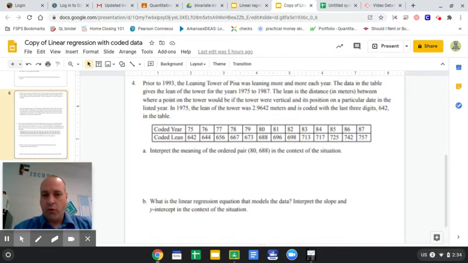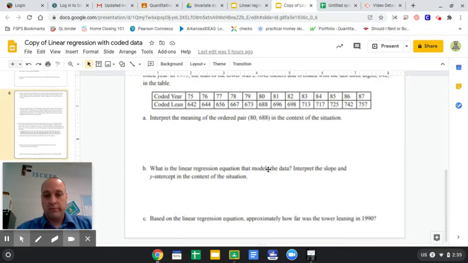We were on number 4, and I just got through explaining that instead of putting 2.9642 in, they just put 642. So on part A, to interpret the meaning of the ordered pair 80, 688, 80 stands for the year, because it's pretty much the exact year they're talking about. So it would be 1980. And then the 688, you just put a 2.9 in front of it. So the lean of the tower was approximately 2.9688 meters. All right, so that's what that means.